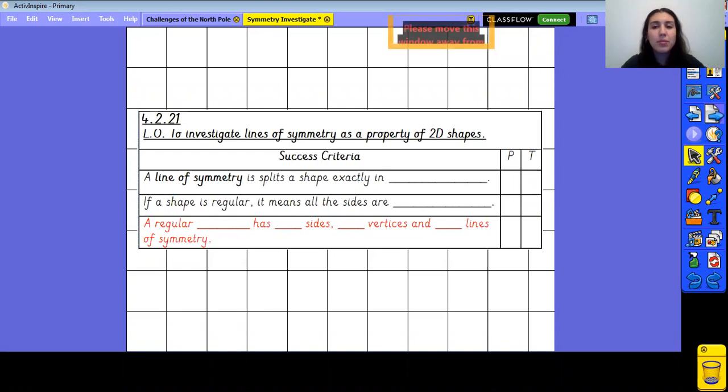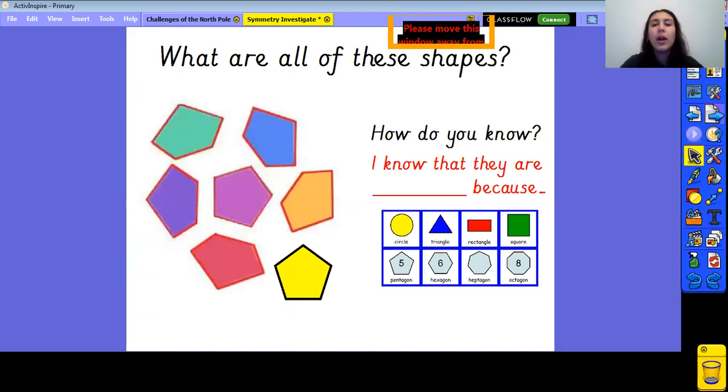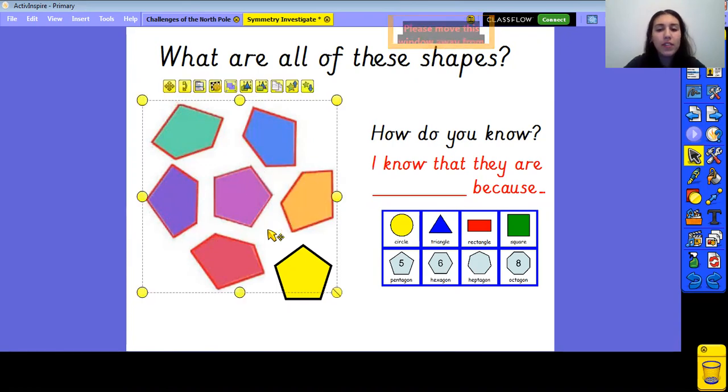Okay, so today we're going to do something a little bit different. We're going to do a bit of an investigation into symmetry. So I want you to have a look at all of the shapes that you can see here. What do you know about all these shapes? What would you call all of these shapes?